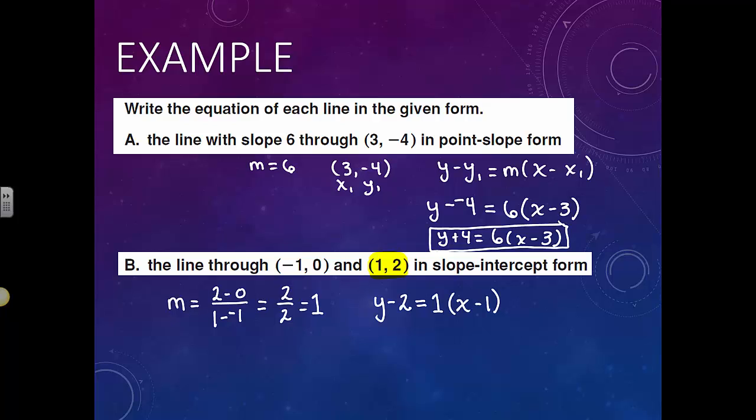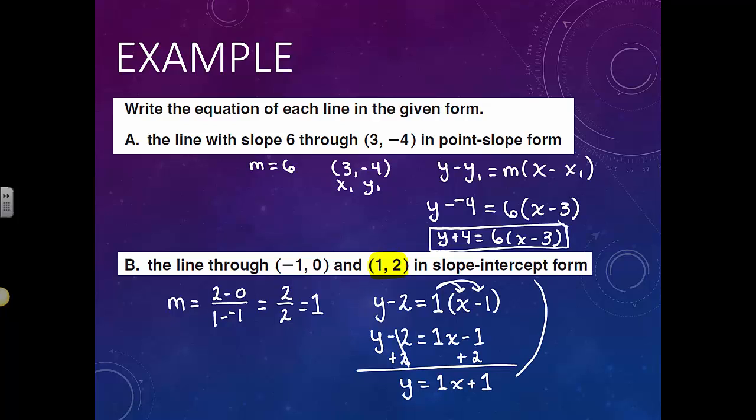Now it said write it in slope-intercept form. This is in point-slope form, but it's easy to get to the other one. The first thing you got to do is the distributive property. So I have y minus 2 equals 1x minus 1, and then add 2 to both sides. And you get y equals 1x plus 1. And there's the equation of that line in slope-intercept form. Okay, so you got to know how to do that. It's one of our learning targets.